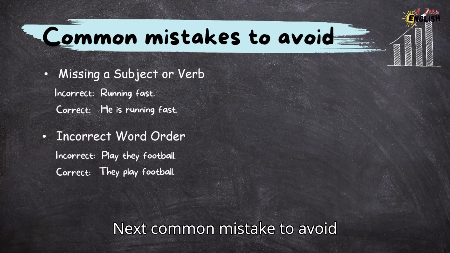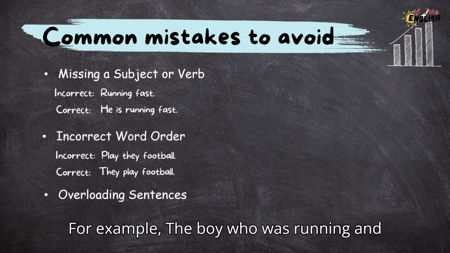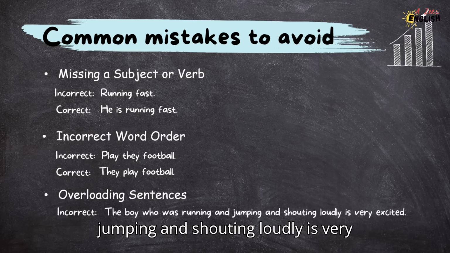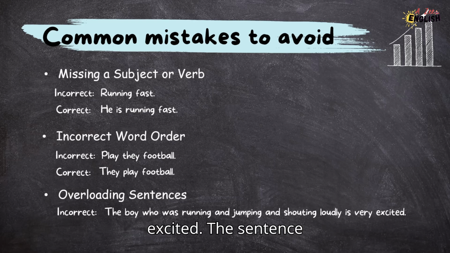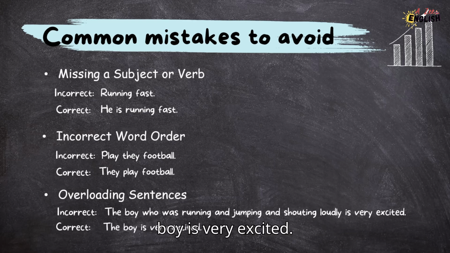Next common mistake to avoid is overloading sentences. For example, the boy who was running and jumping and shouting loudly is very excited. The sentence contains a lot of overloading information. The correct form is the boy is very excited.